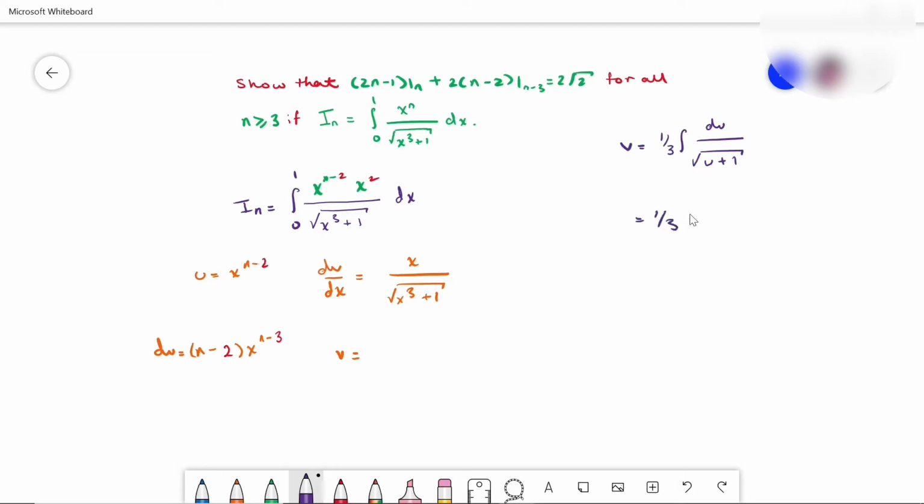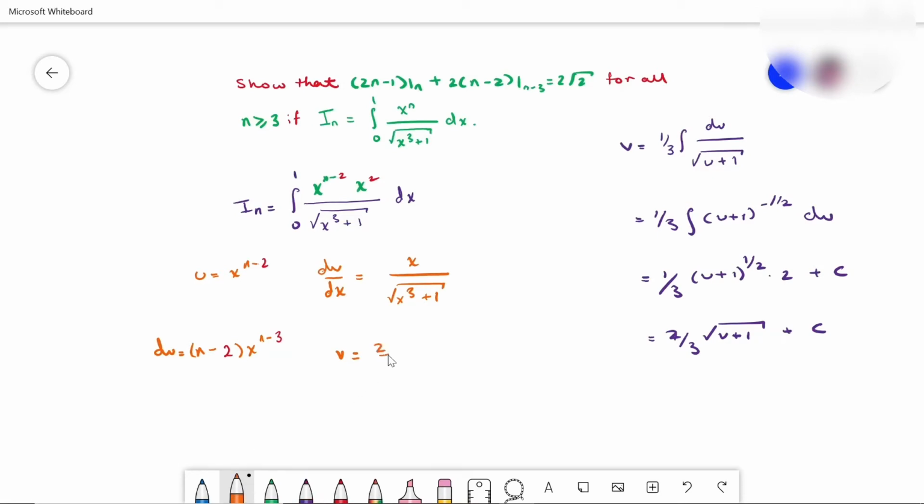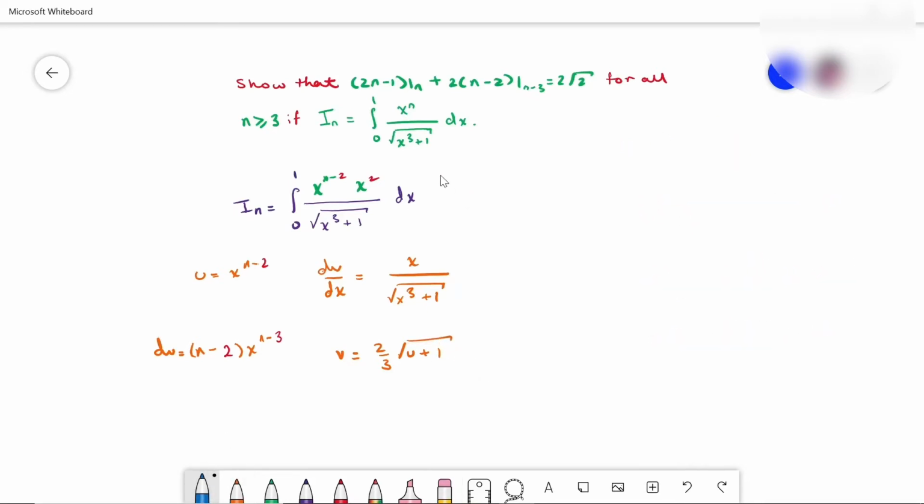So it becomes a third of the integral of u plus 1 to the negative half du, and that becomes a third. So we're going to have u plus 1 to the negative half plus 1, which is a half, times 2, plus c. And that's going to equal 2/3 lots of the square root of u plus 1 plus c. And obviously, because of integration by parts, we don't need the plus c here. So it's just 2/3 lots of the square root of u plus 1. Okay, so now let's go ahead and apply integration by parts on this integral right here.